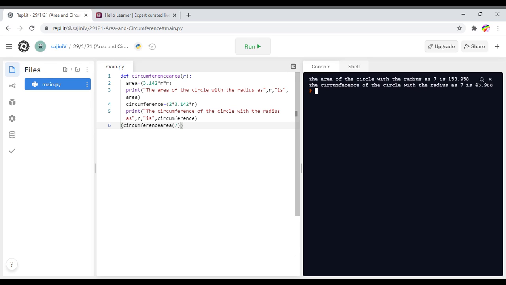Circumference and area are both variables. Finally, I have called the defined variable, which is circumference area. And the radius I have given in the bracket is 7.